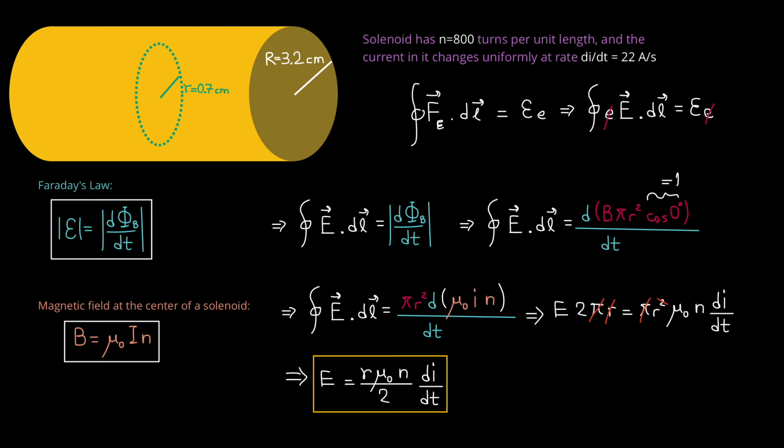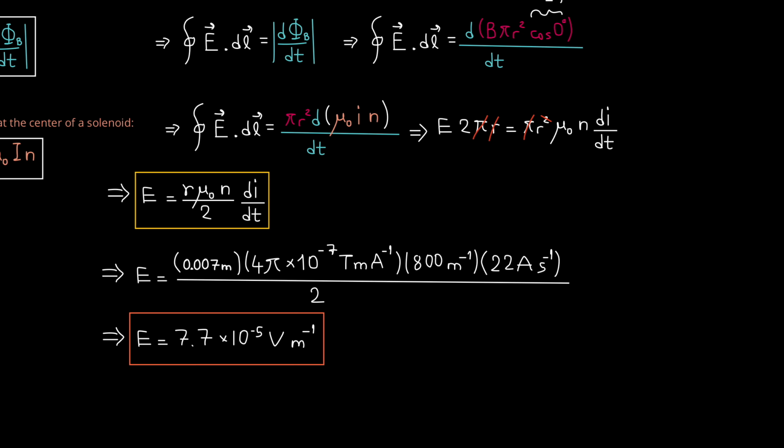Note that in this problem, we did not end up using the radius of the solenoid. So the r in this result is the radius of the circular path in the picture, which is basically the distance between the center of the solenoid and the point of interest, the point at which we are calculating the magnitude of the electric field. Numerically, we get 7.7 times 10 to the negative fifth volts per meter for the magnitude of the electric field at 0.7 centimeters from the center of the solenoid.